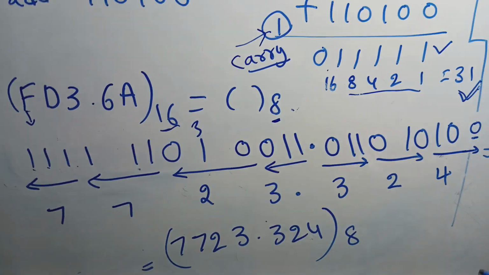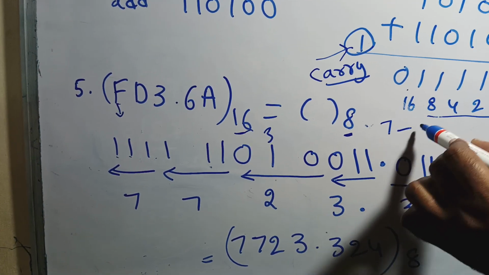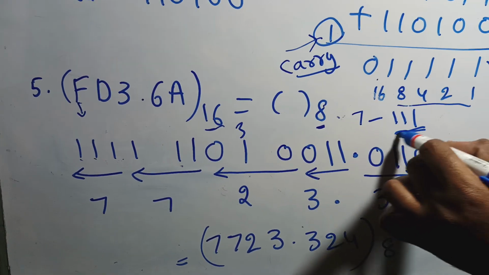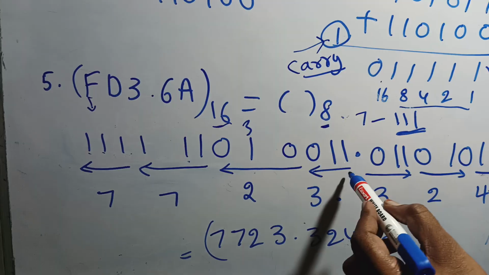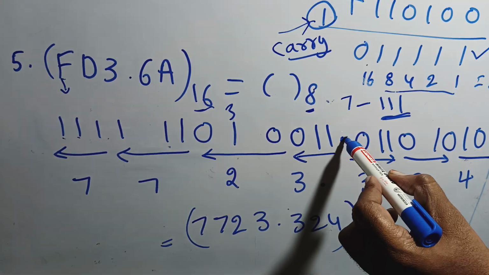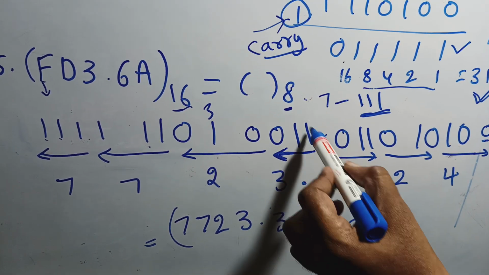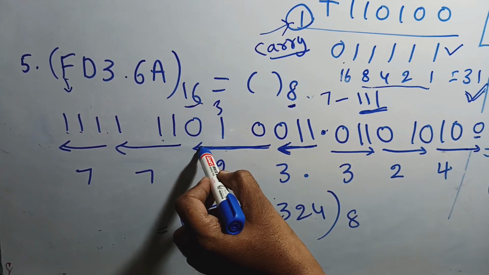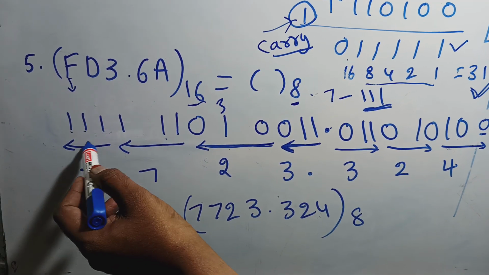The maximum digit in the octal number system is 7. 7 in binary is 111. 3 bits are required to represent an octal digit. That is why I am dividing the integer part and fractional part into 3 bits. So after the point, on the left side, I am taking 3 bits: 011. Next 3 bits 010. Next 3 bits 111. Next 3 bits 111.